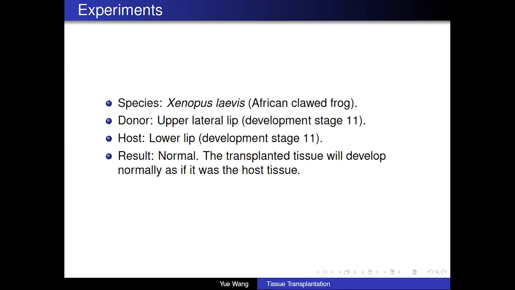For example, we consider the Xenopus laevis, a kind of frog. If we take a piece of upper lateral lip, the donor, and transplant it to the host, which is the lower lip, then the result is normal, meaning that the transplanted tissue will develop normally as if it was the host.